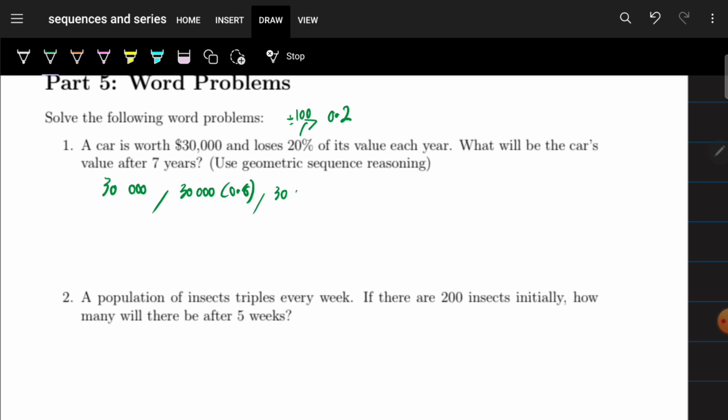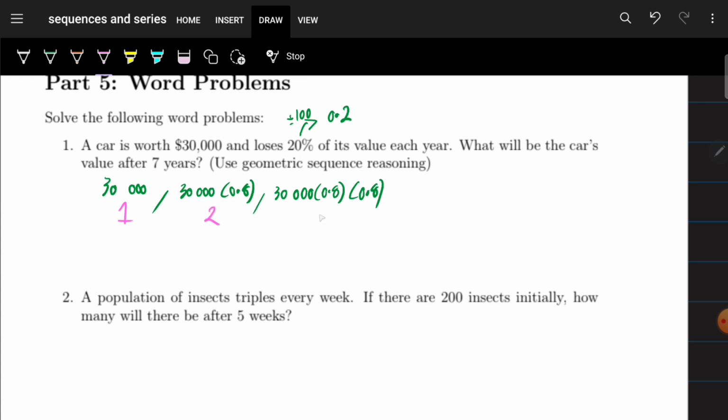Okay, so we're going to take this quantity, 30,000 times 0.8. So that's the amount we had here, and we're only going to keep 0.8 or 80% of it. So we can see that the common ratio here is 0.8, right? Every time we're multiplying by 0.8. Okay, now one important thing to note.